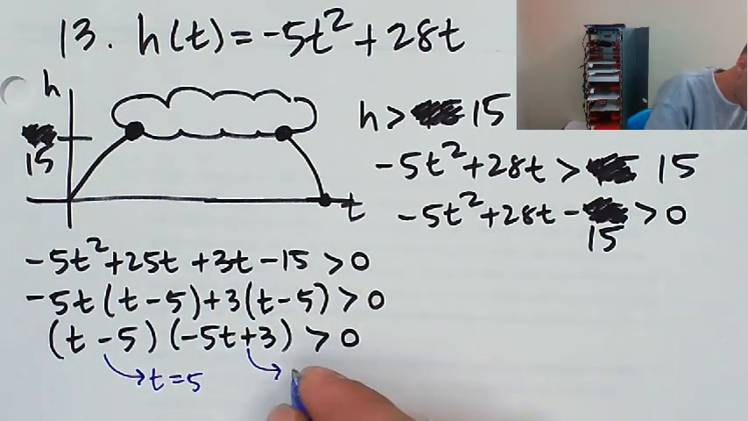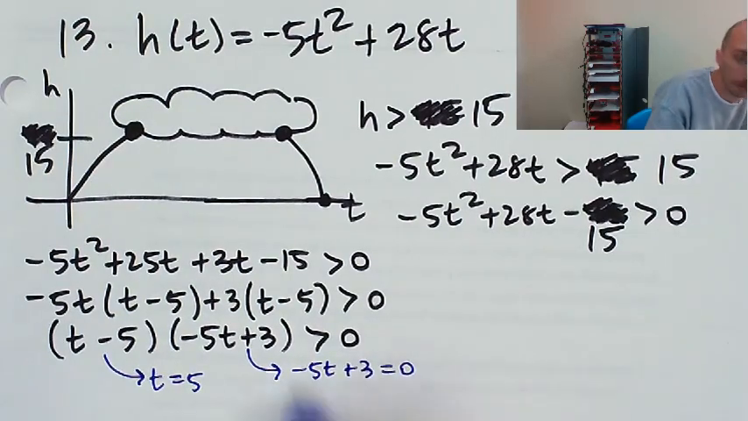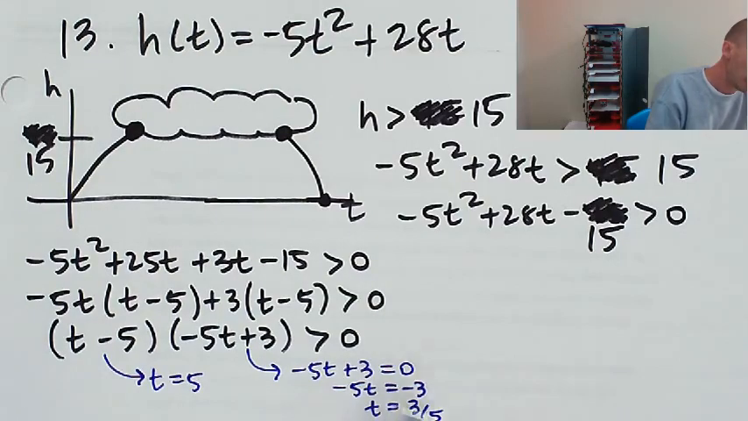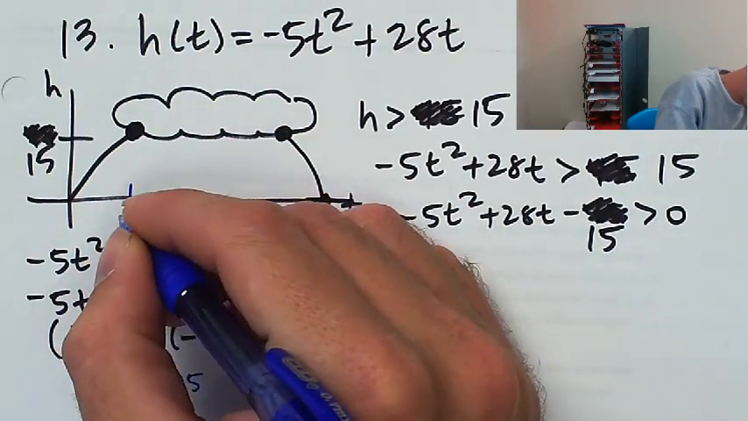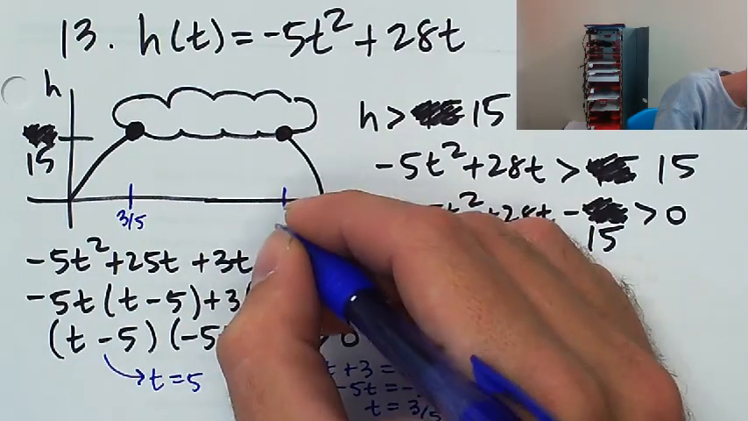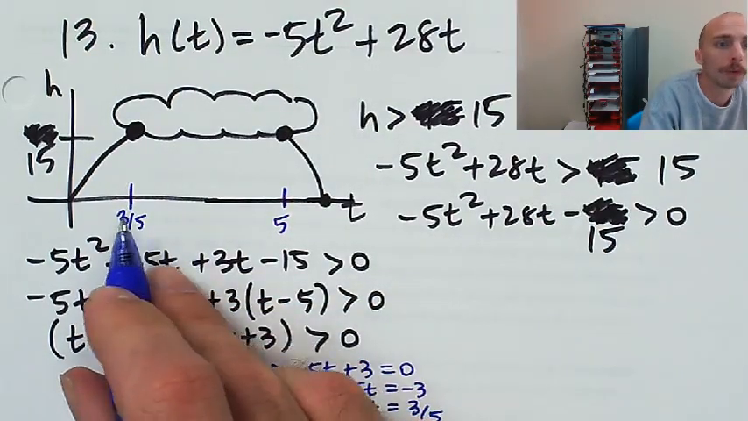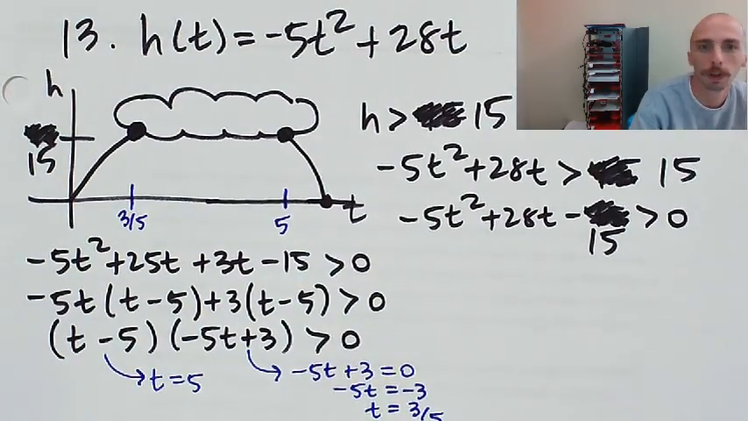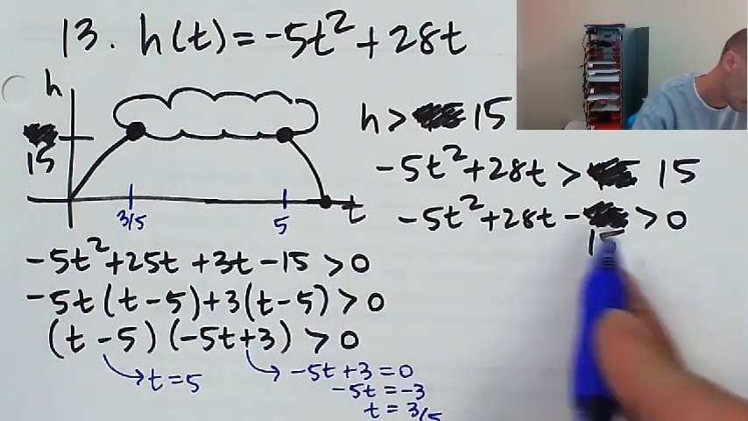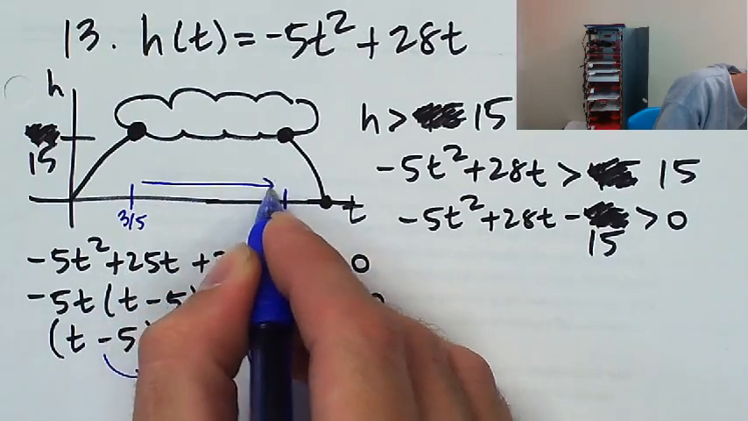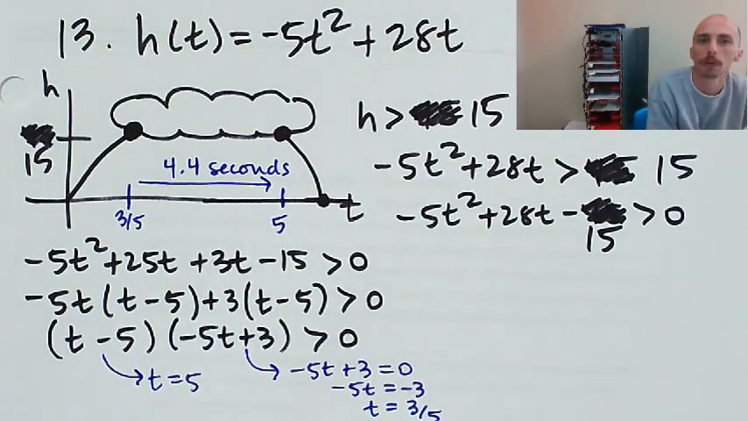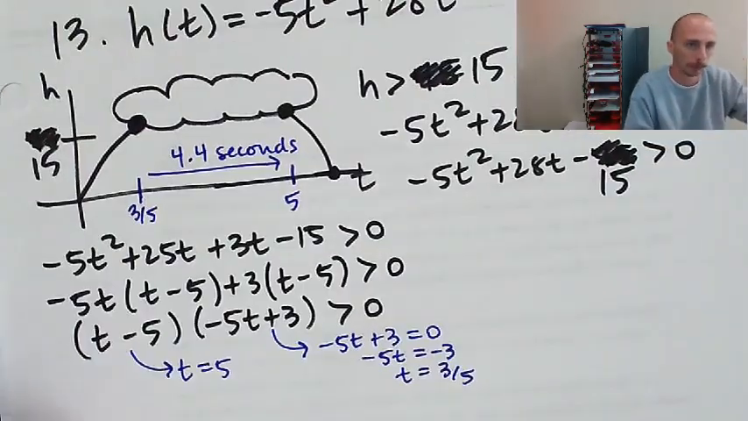Okay, this one maybe not as obvious, so I'll solve it. See where it's equal to 0. Subtract 3. Divide by negative 5, and t is 3/5. Okay, so this right here is t equals 3/5, and this right here is t equals 5. 3/5 is also 0.6. So I'm going to say this is up in the air for 4.4 seconds, which is what I got when I did this problem for college algebra. Okay, that time interval is how long the ball is in the clouds. Right. Oh, no more room.